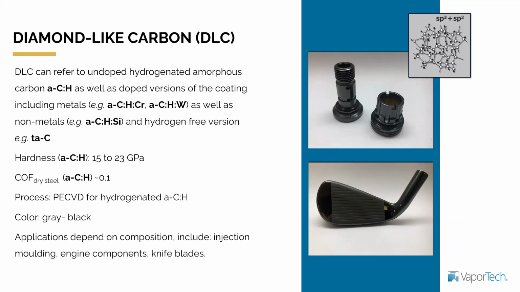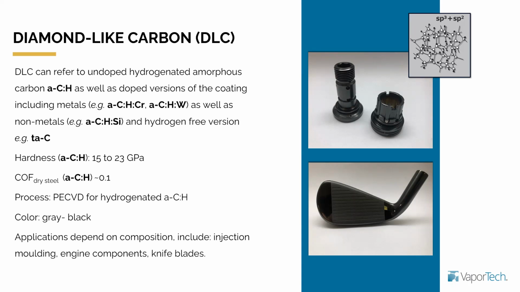Now, DLC is a term that is used very liberally. There are many different types of coatings that fall into that general category. The most common one is the hydrogenated amorphous carbon, which is the one here, a-C:H. And that's the simplest one. Basically the composition of the coating is carbon, right, with some hydrogen incorporated into it.